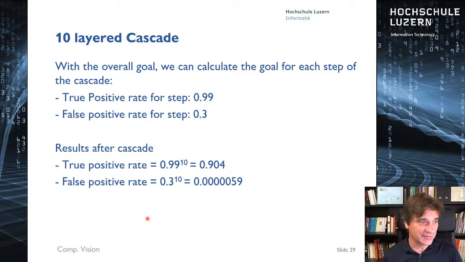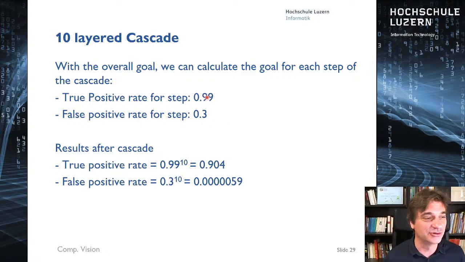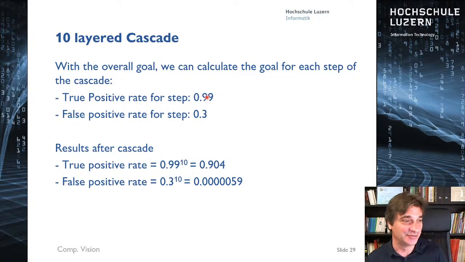So how can you make those classifiers? The idea is you can make the individual classifier steps in the cascade relatively weak. They must have a very high true positive rate of 99%, but they can have a relatively high false positive rate, where they say, okay, it's a face, but it's not actually a face. But here you don't want to miss any true faces in the images.